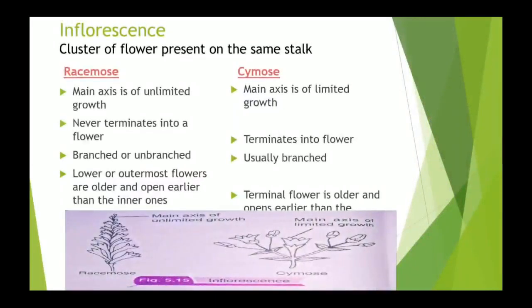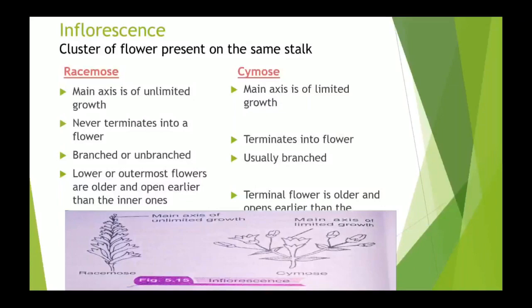Now, the next topic is inflorescence. Inflorescence is what? It means the cluster of flowers, or the arrangement of flowers on the axis. That is called inflorescence. This inflorescence is of two types, racemose and cymose. There is a third, special type of inflorescence also, but it is not given in your syllabus. So we are going to discuss racemose and cymose.